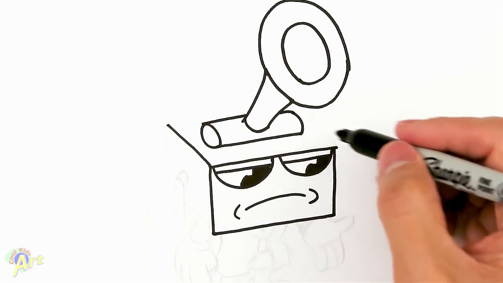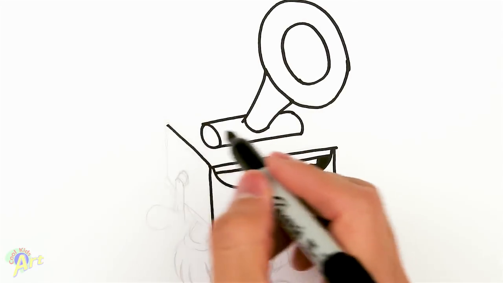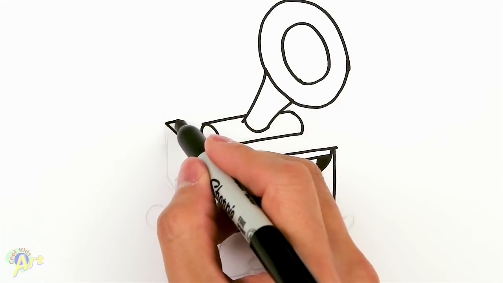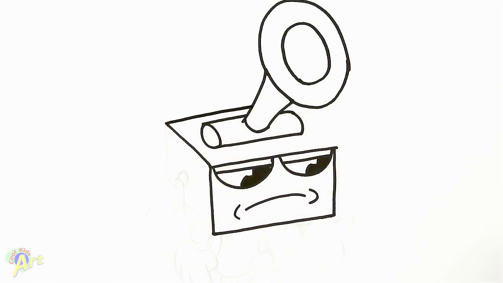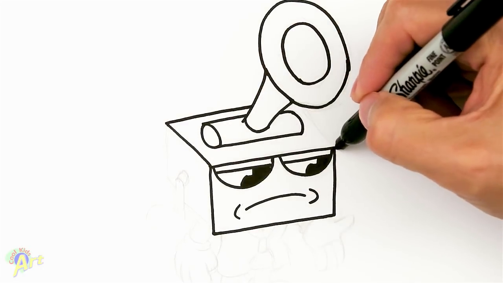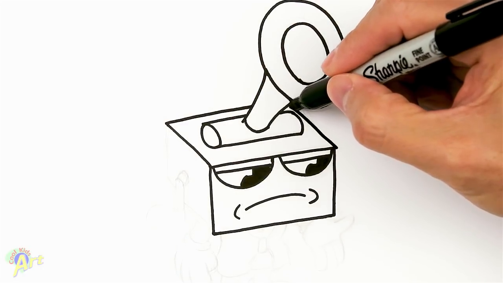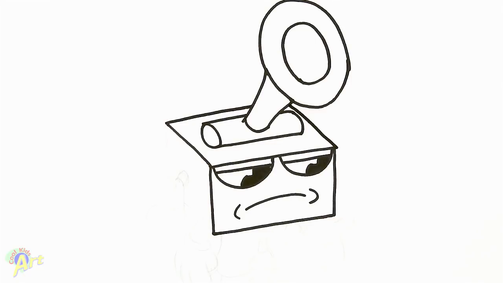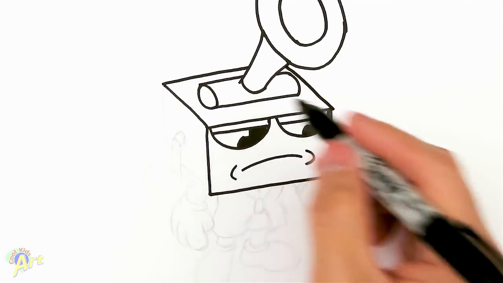Okay, so now we're gonna finish up the head. So on this one, we're gonna draw the same line here, just all the way across. And now for this side here, same line as that one. So just go straight across. Okay, so now we have two faces, right?